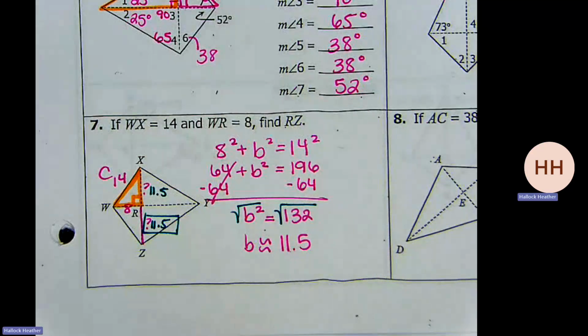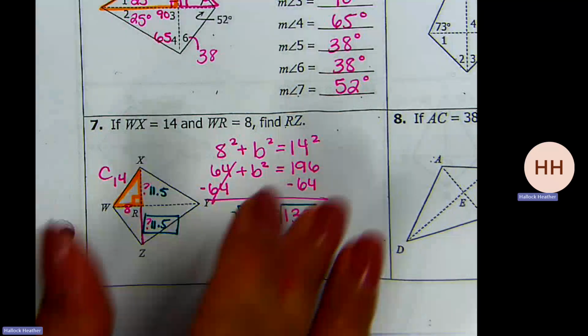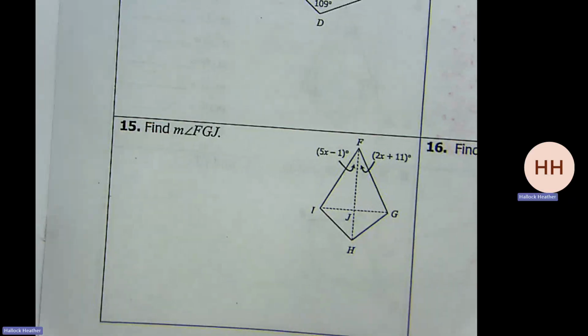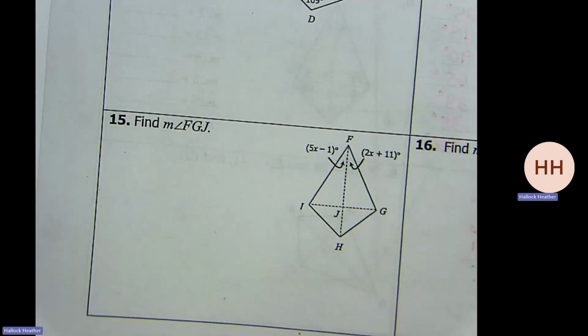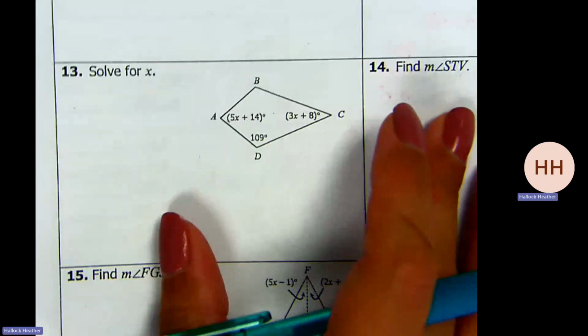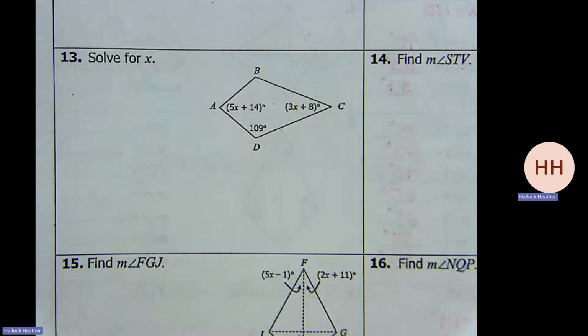Okay, we're going to go in the back. We're probably going to set up 2 problems. Yeah, let's set up 2 problems. So let's go to 13. Like I said, my hint to you is 7, 8, 9, and 10 are Pythagorean theorem problems. Let's go to 13. 13 says solve for x. I have a kite.